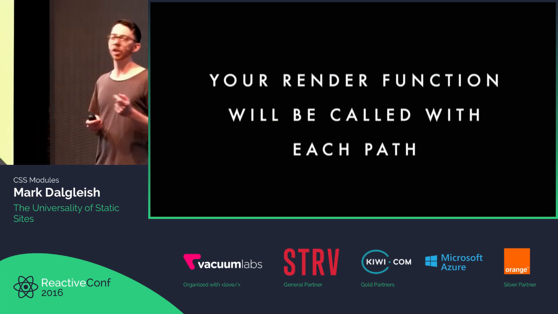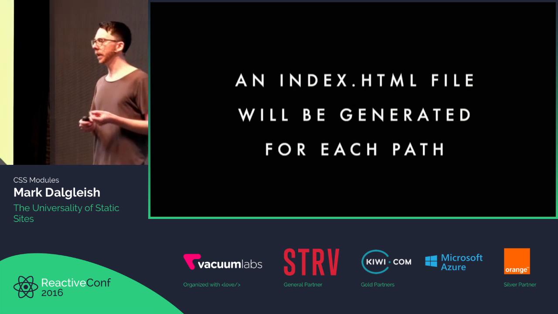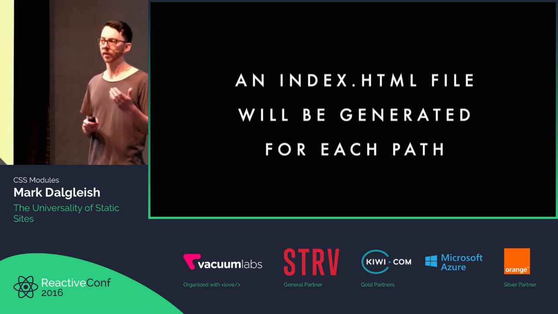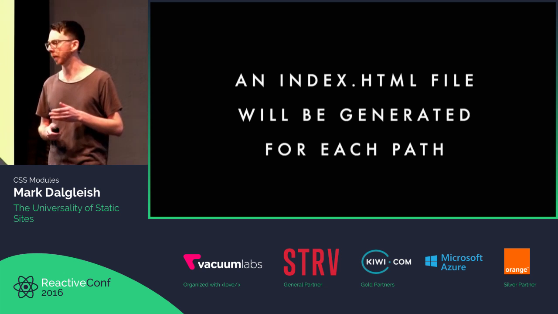Now, your render function is going to be called with each and every one of those paths that you've passed in. But most importantly, an index.html file is going to be generated for each and every path, which makes for a nice, simple deployment to a lot of static site hosting where the index.html file is automatically resolved for a path.